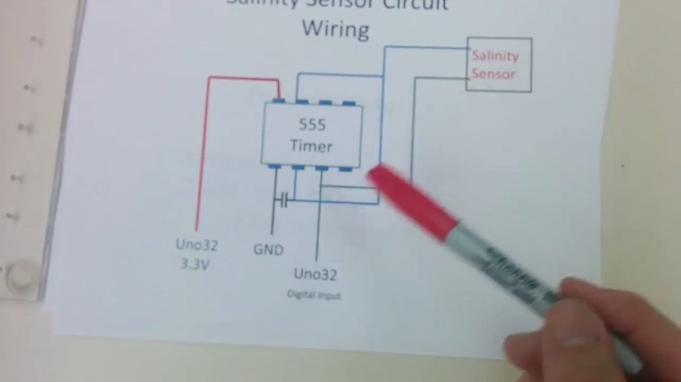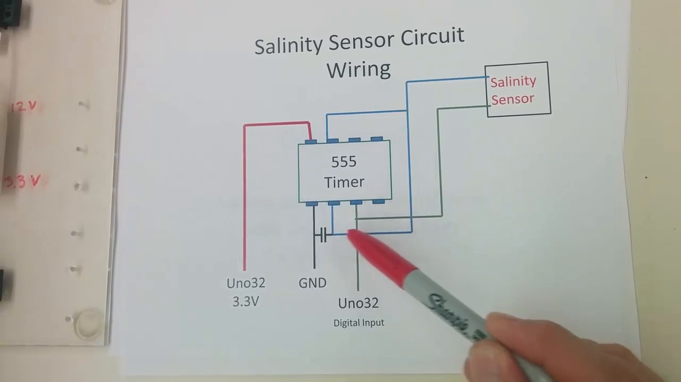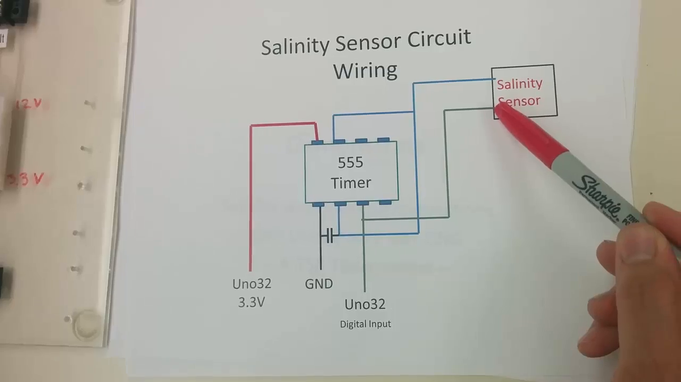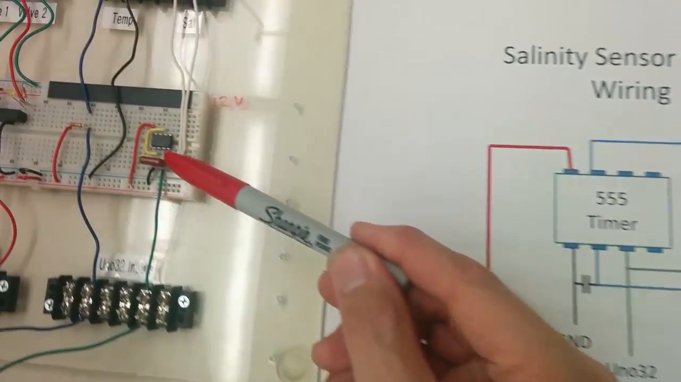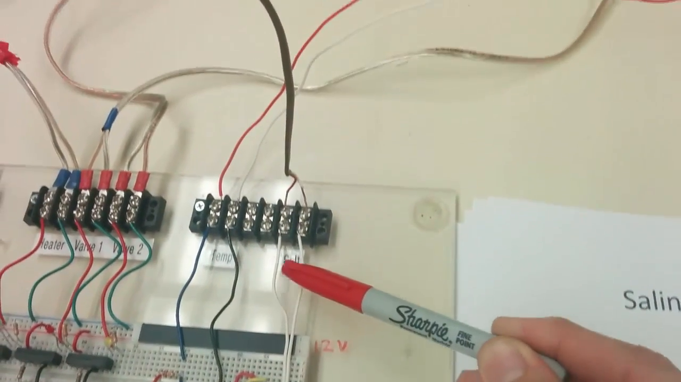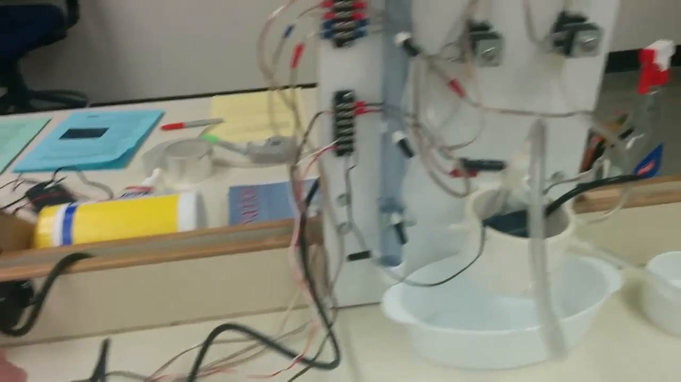So the salinity sensor is connected to pins 2 and 3, and you can see the blue and green coming out and making connection with the salinity sensor out on the tank. So that's these white ones right here. They're coming off of pins 2 and 3. They're going up and going out to the salinity sensor. So we'll follow that. That's the brown cable here.